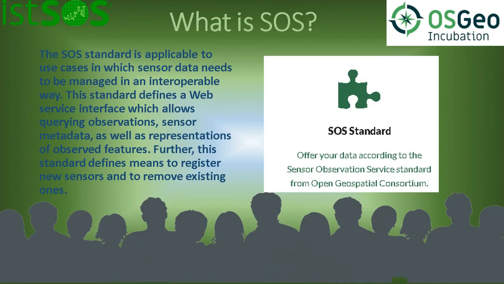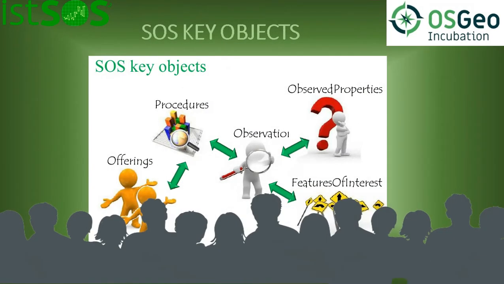In simple words, we can say that SOS offers your data according to the Sensor Observation Service standard from the Open Geospatial Consortium. So there are some SOS key objects. These are five in number. This will also be discussed in the next slide.